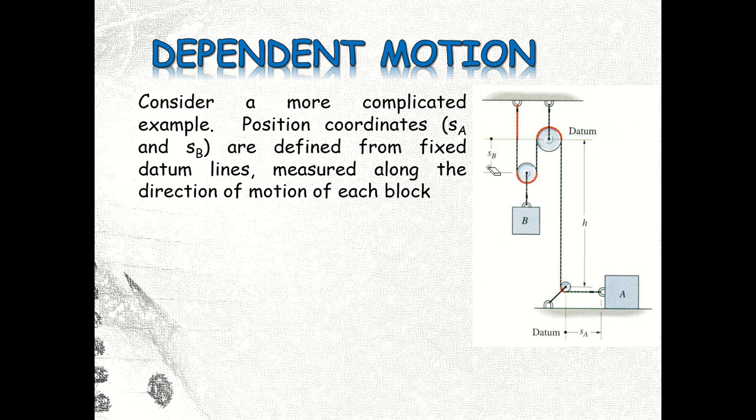So we have here our sB, and we have here our sA. This is our datum, referring to the center of this pulley, and we have this datum line, and this height here is measured as h, which is also referenced to this datum line. This datum line here is the same as this one. So these are also position coordinates with respect to this point. These are the position coordinates of this block.